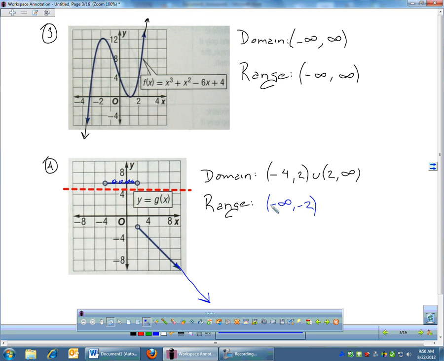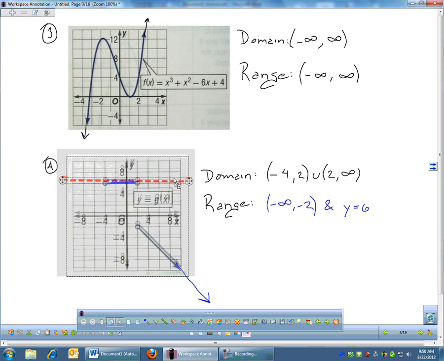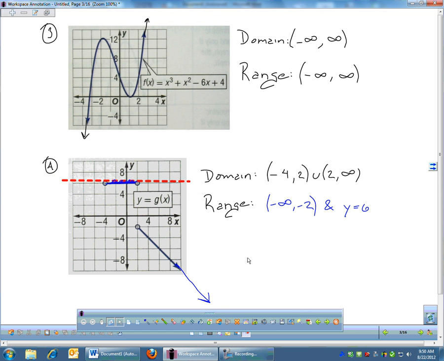So I'm going to say -infinity to -2, that whole range. And then I'm going to be a little bit weird. I'm going to say and at y equals 6. And I'm not going to use interval notation for that because it's not a span. Interval notation is used when you go from one number to a different number. For y equals 6, I just have that one horizontal line where at 6 I'm touching my graph. And as soon as I pass 6, I'm no longer touching my graph. So there we go. There's the domain and range.